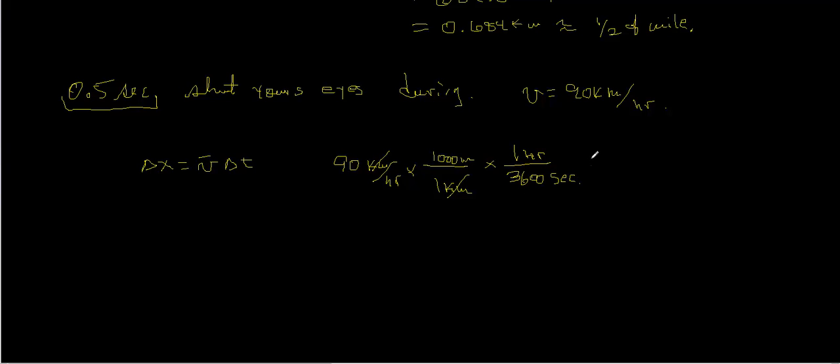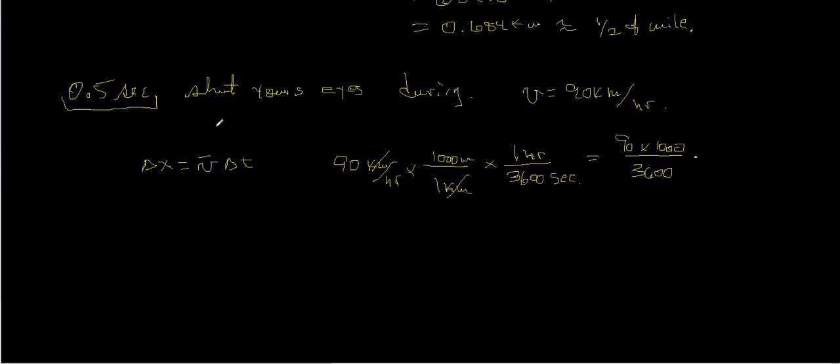And if you multiply all this out together, let's see, this would give us 90,000 divided by 3,600. So this was 90 times 1,000 over 3,600.